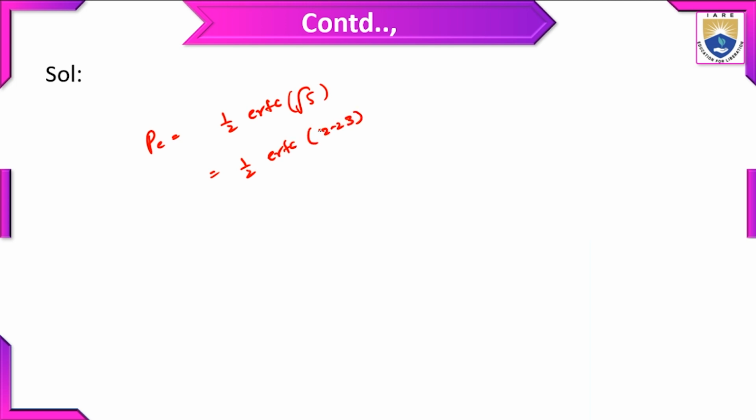2.23. So here we use the error complementary function tables. By using the error complementary function tables, we get the value as 1.84 into 10 power minus 3. So again you multiply by 0.5, that gives 0.92 into 10 power minus 3. So this is my probability of error of FSK for coherent detection.